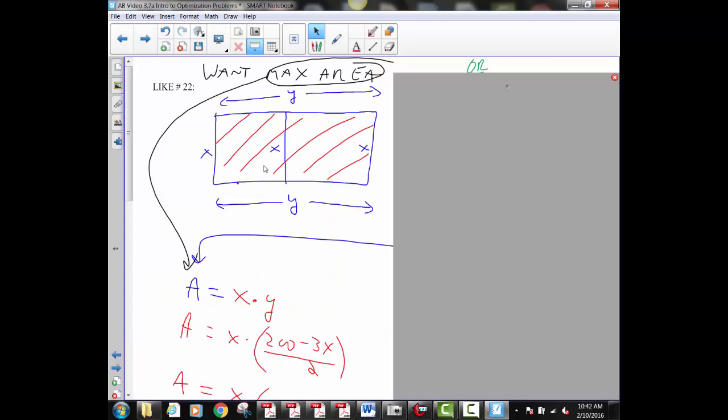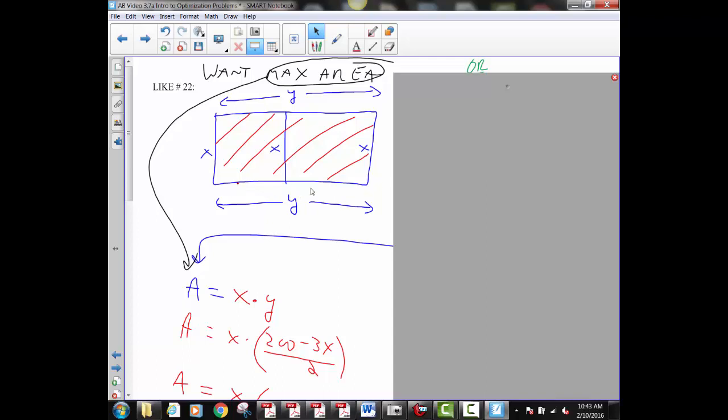Okay, this is like number 22. These are usually animal pens, and you have a rectangle. You're going to split it somewhere down here. Not necessarily in the middle, but you're going to split it so that these animals can't eat these animals. It's always a good plan. And so, obviously being rectangles, if this is x, this is also x, this is also x. If this is y, this is y. And you want to maximize the area.